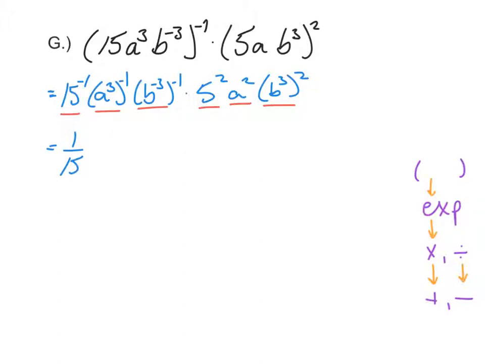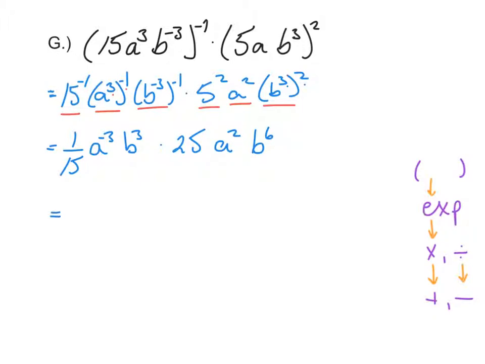In the next 2 factors, we're taking a power to a power. That means we're going to have to multiply. 3 times negative 1 is negative 3. For b, negative 3 times negative 1 is positive 3. Moving on to the second half, 5 squared is 25. There's that a squared. And then b to the third to the second, again, is a power to a power. So we're going to multiply those two together to get b to the 6.